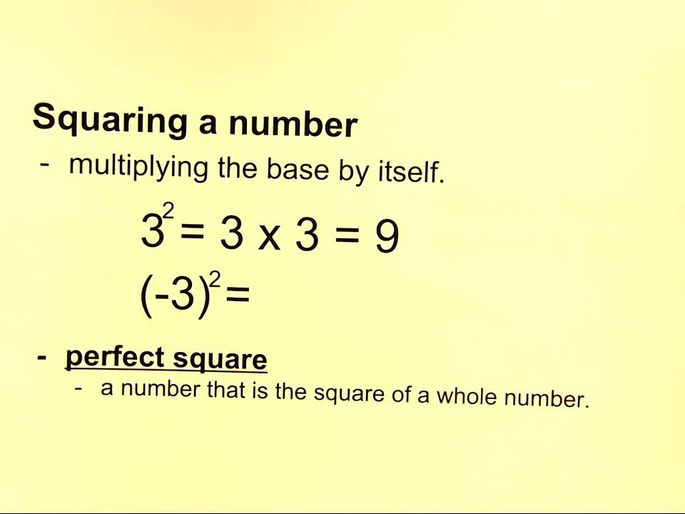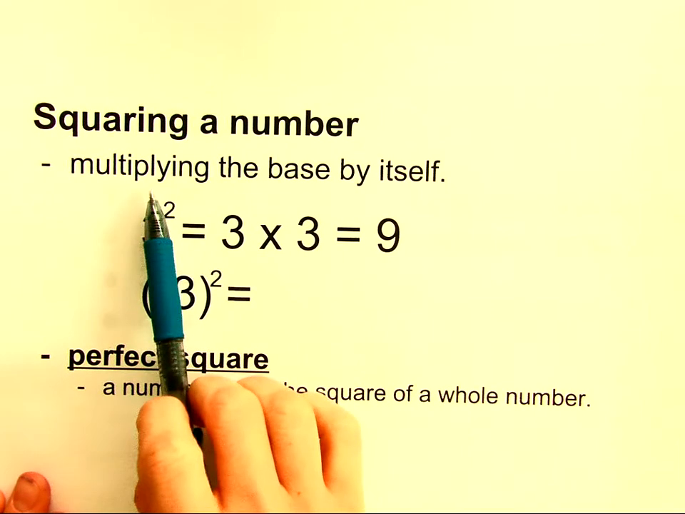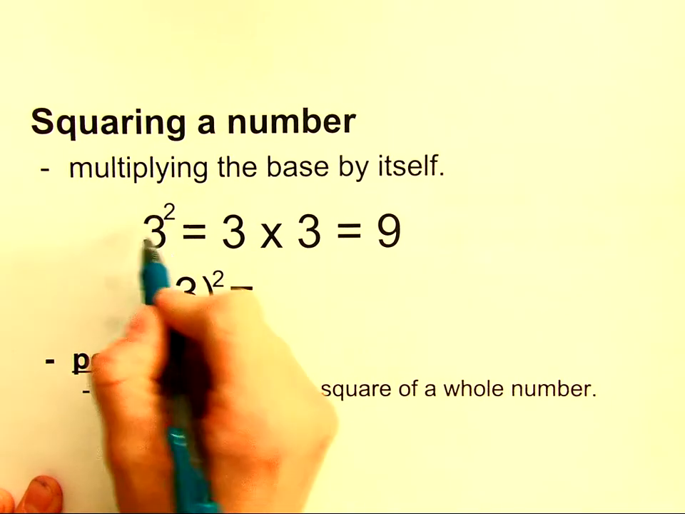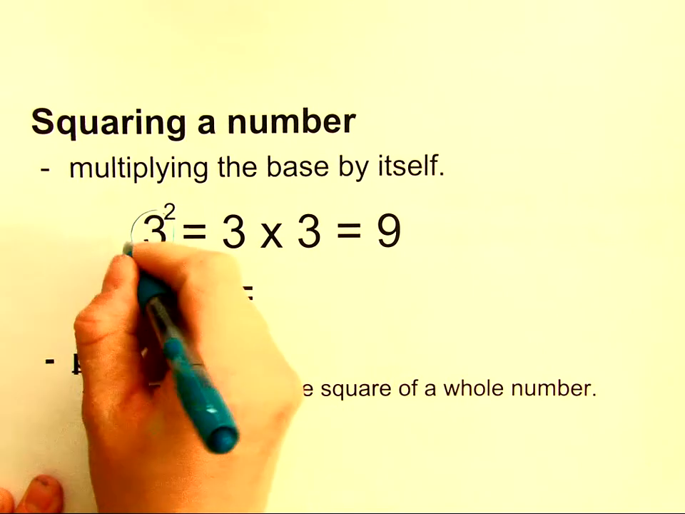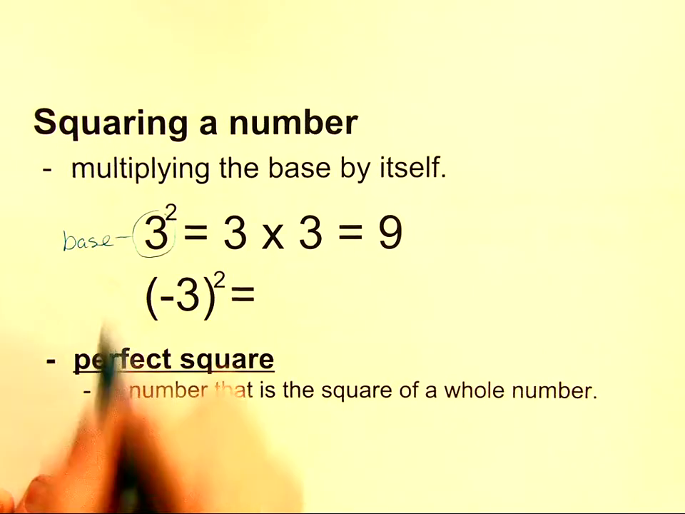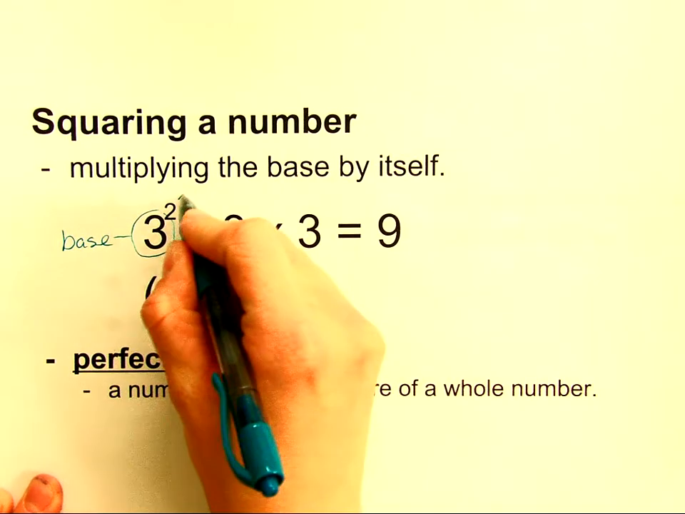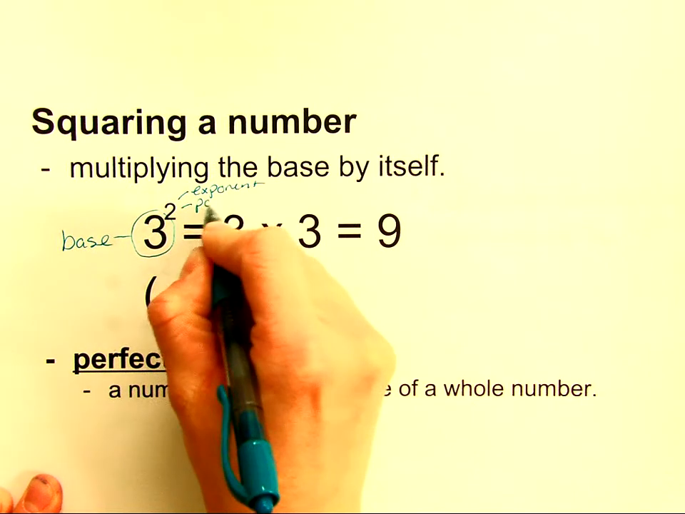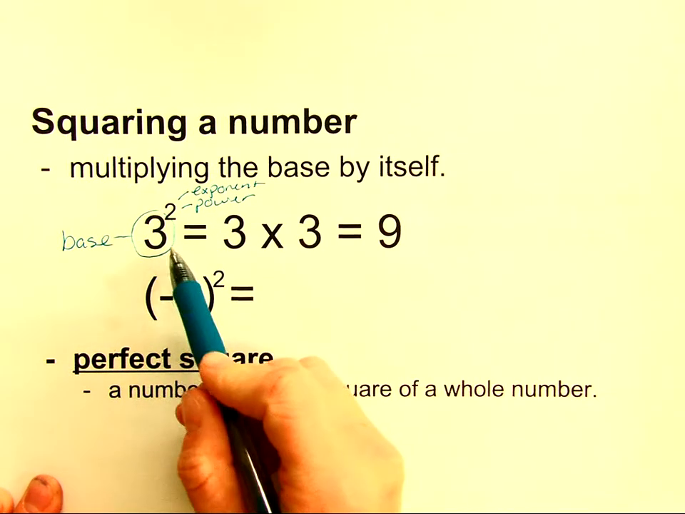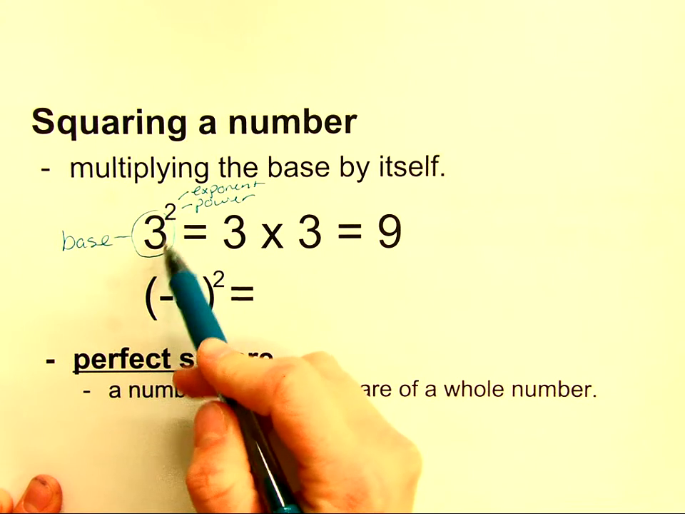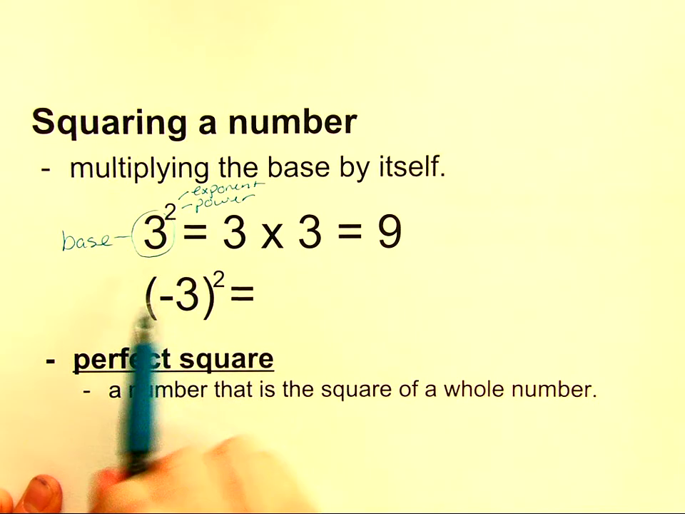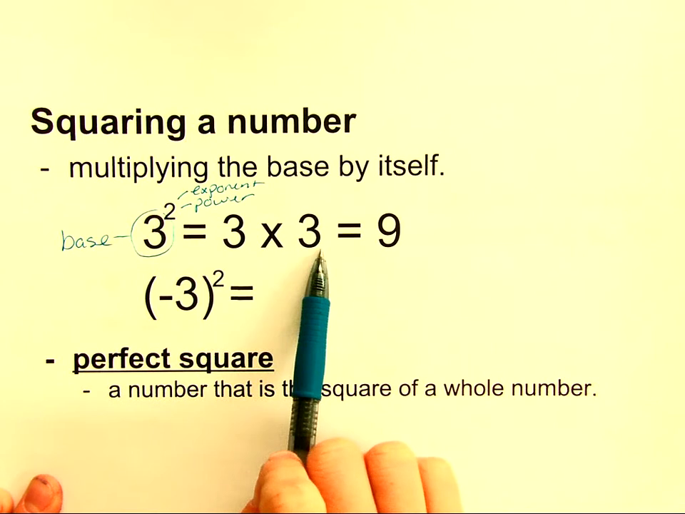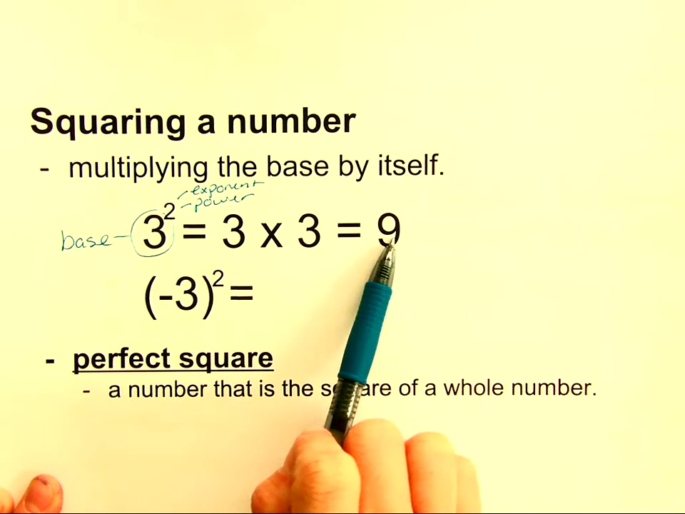To square a number, what this means is that you are multiplying the base by itself. So 3, the large number, is always called the base. The smaller number is called the exponent or the power. So we could say 3 squared, or we can say 3 to the power of 2. To square 3, we are doing 3 times itself. So that's 3 times 3, which is 9.